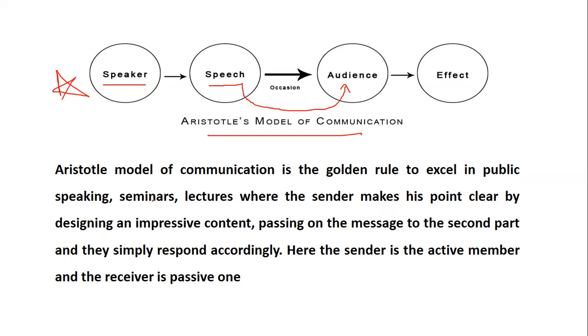So here, what is the main impact of the Aristotle model of communication? It is the golden rule to excel in public seminars or public speaking or lectures, where the sender, that is the speaker, makes his points very clear by designing an impressive content, passing on the message to the second part, that is the audience, and simply responds to it accordingly. So here the sender is an active member. So Aristotle model of communication comes with exceptional examples like public speaking, seminars, lectures, where the speaker makes an impressive content with his speech, obviously. And here the speaker, that is the sender, plays a very important or active role.